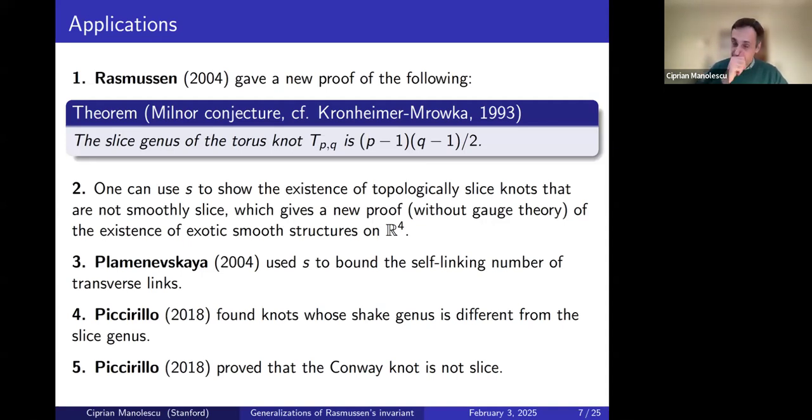Okay, so this was the first hint that Khovanov homology can say something about 4 dimensions. Yes, and then there were other applications. I'm not mentioning all of them, but for example, Plamenevskaya had some applications to contact geometry, self-linking of transverse links. Piccirillo found knots whose shake genus is different from the slice genus, and then also showed that the Conway knot is not slice.